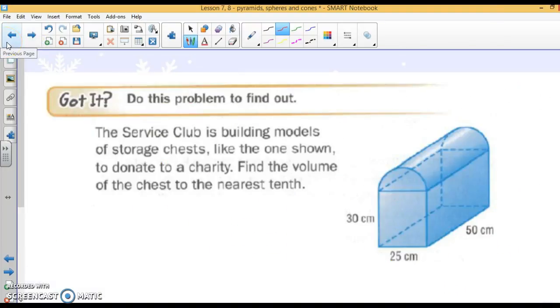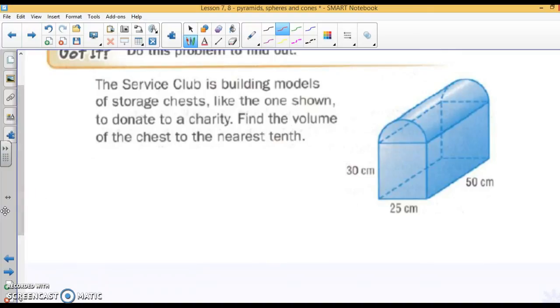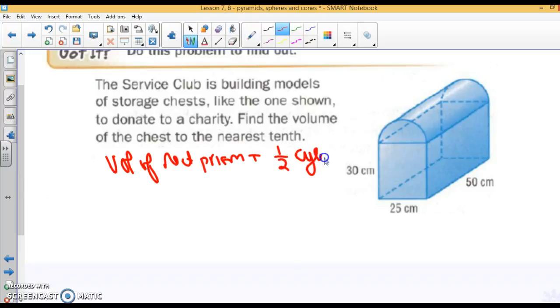All right. Last but not least, the service club is building models of storage chests like the one shown below to donate to a charity. Find the volume of the chest to the nearest 10. Well, take a look at this. Don't we have a rectangular prism on the bottom here with half of a cylinder on top? So if I want to find the total volume, I'm going to find the volume of the rectangular prism and add half a cylinder on the volume of that.